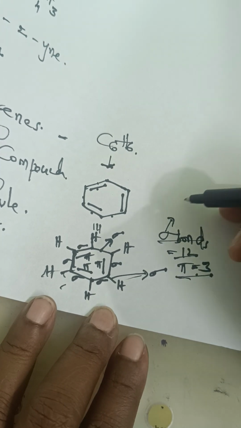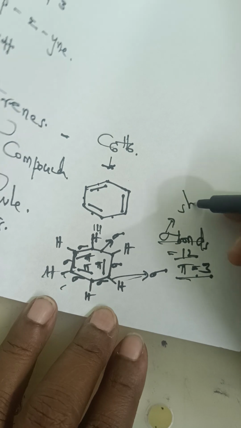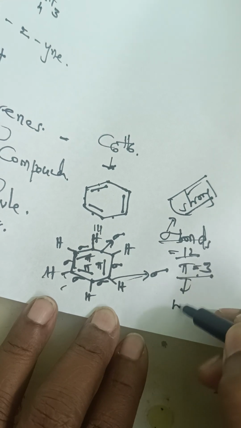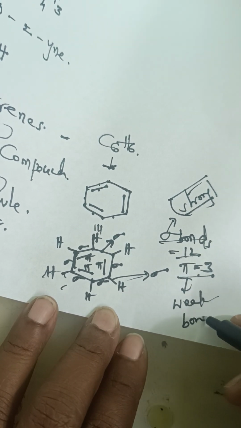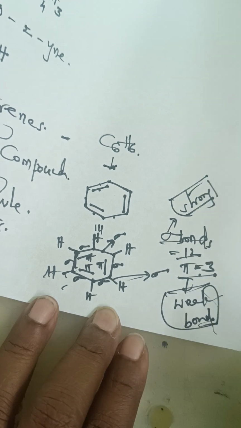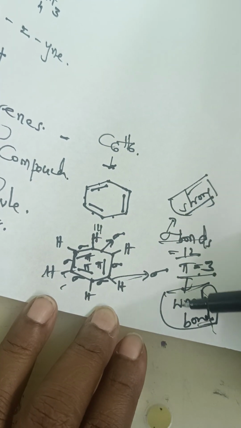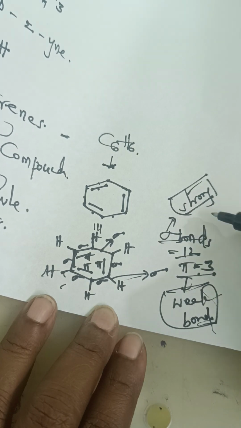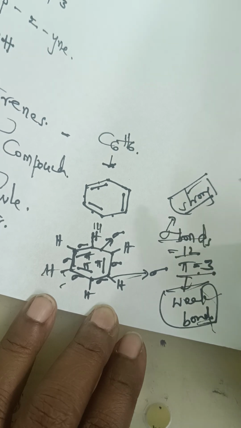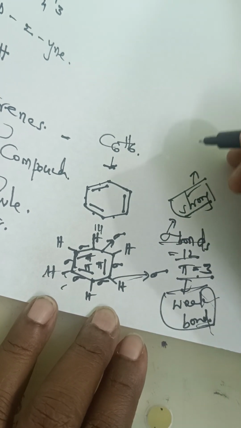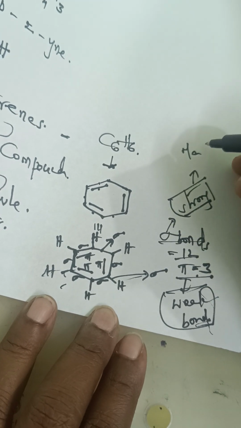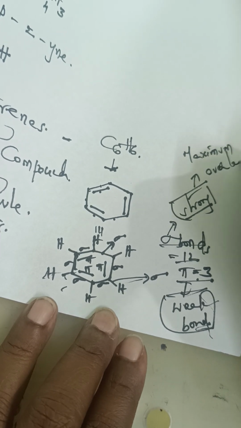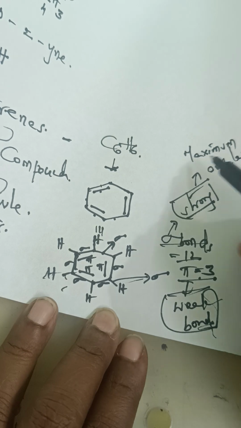Sigma bonds are strong bonds, whereas pi bonds are weak bonds. Because this is strong and this is weak. Because maximum overlapping will be there in the sigma bond formation. Here you can note down this point: in a sigma bond there will be maximum overlapping.